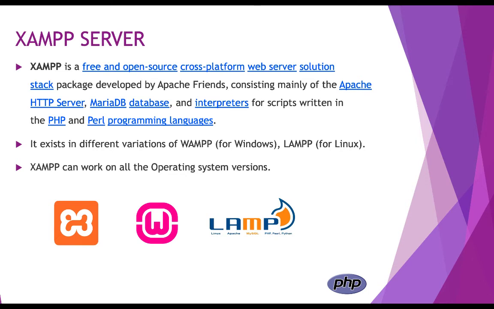For this training course, we'll be using one of our local servers, which is the XAMPP server. XAMPP is a free and open source cross-platform web server solution stack, packaged and developed by Apache Friends. It consists mainly of the Apache server, MariaDB database, and interpreters for scripts written in the PHP and Perl programming languages. Our XAMPP server has been created to mimic a live server and helps you to code and view your work in PHP as you type.